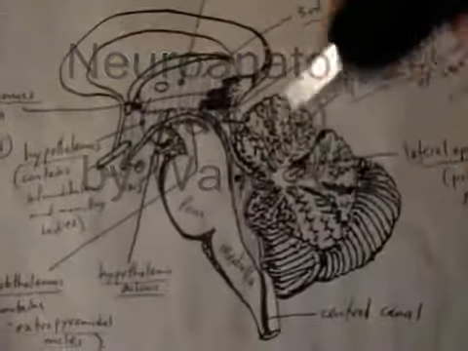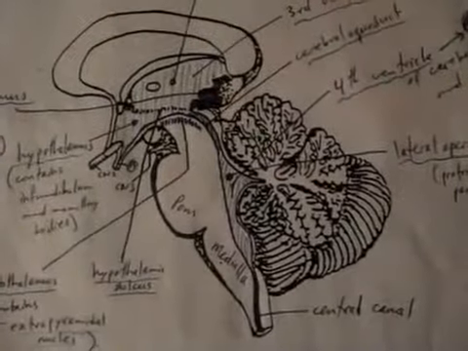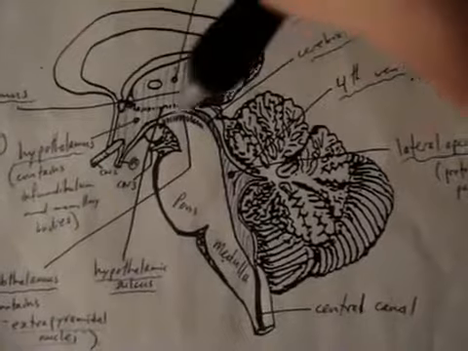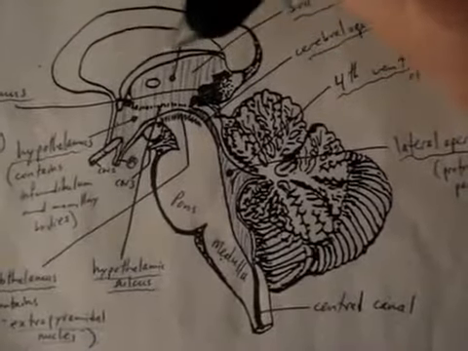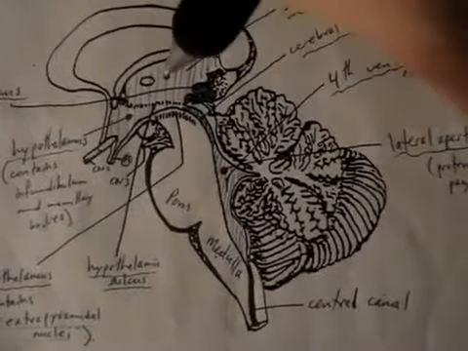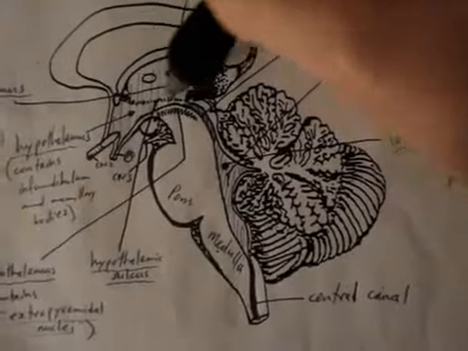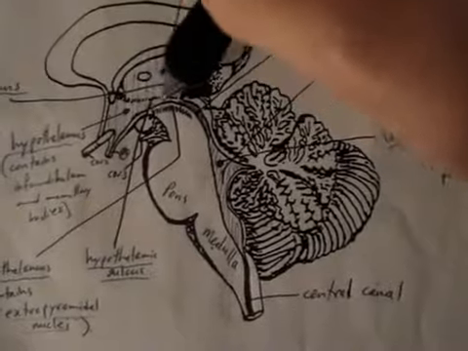This here is just the cross section showing only the brainstem. So there's your diencephalon, there's your corpus callosum, septum pellucidum. The cerebrum has been removed. There's your diencephalon, the thalamus and hypothalamus, separated by the hypothalamic sulcus.